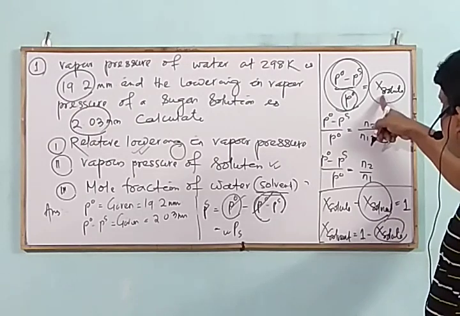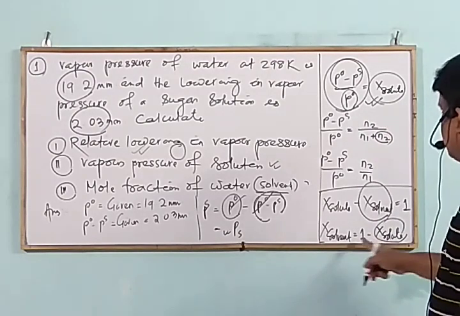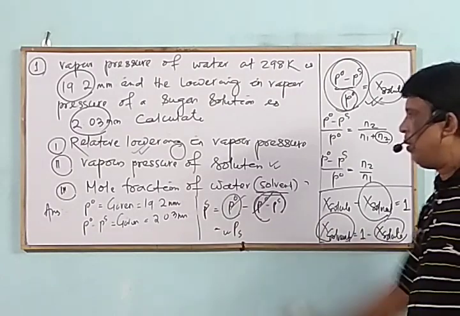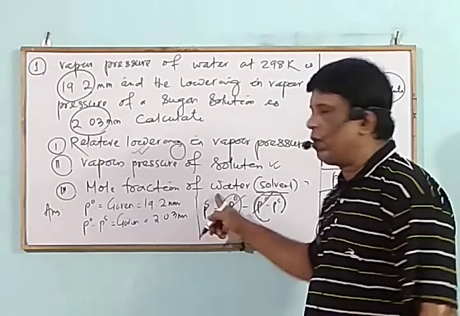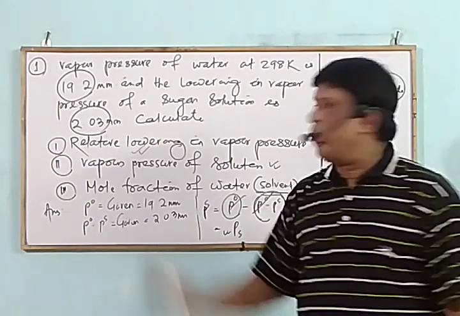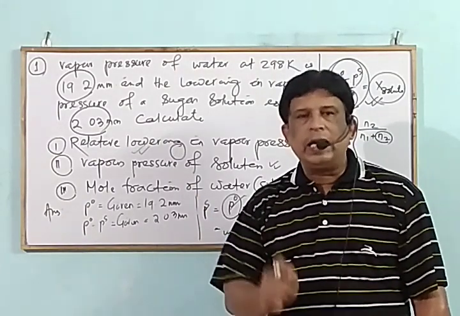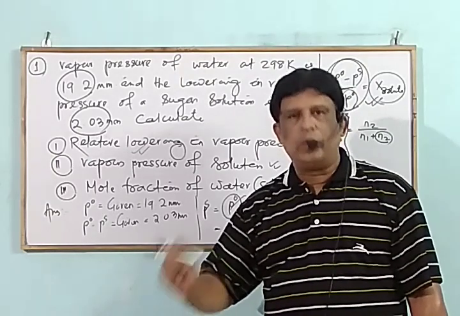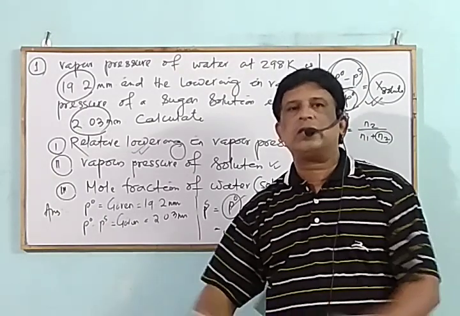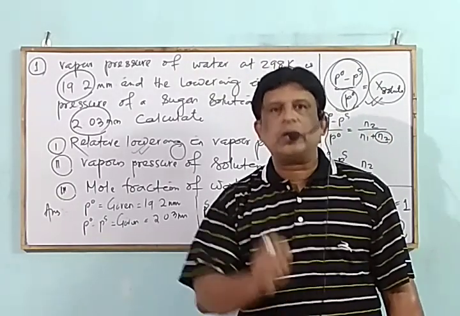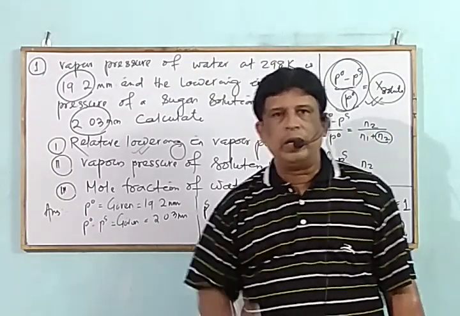The mole fraction of solute is calculated from this value. So 1 minus that value gives the mole fraction of solvent, or mole fraction of water. In this way, one is able to solve a problem relating to relative lowering in vapor pressure. Next, switch over to the second colligative property, that is elevation in boiling point.